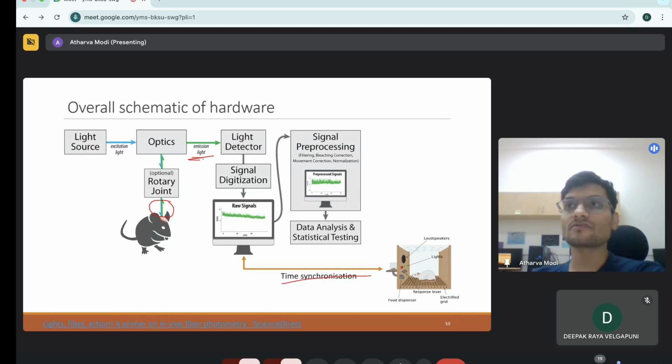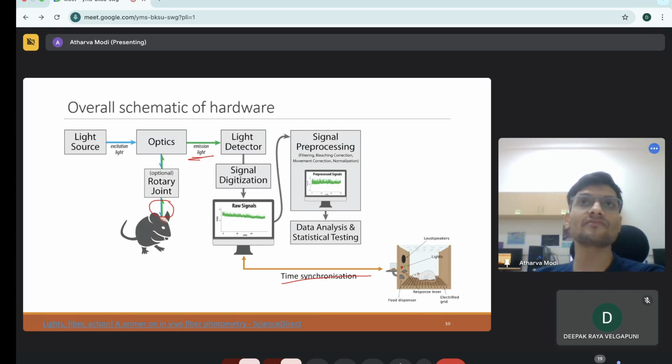So we are not sure. We need some test for that. We need some control for that. This change in emission light can also happen because of movements. Yeah, these optical fibers are moving components. So that particular movement can cause some kind of changes in the emission intensity. There are artifacts here also.